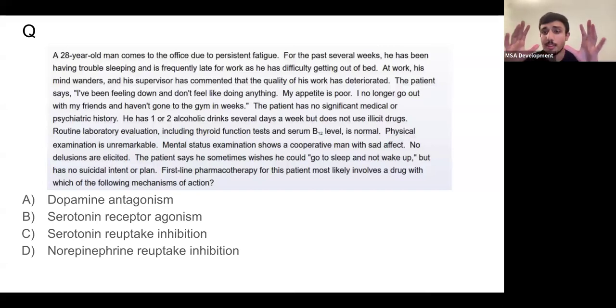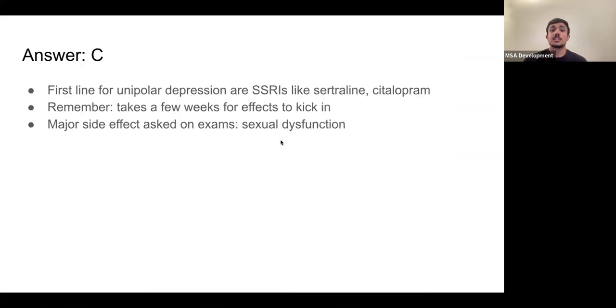Like I told you, SSRI is the main idea, the first line treatment, which is C, not B, C. Okay, that's how it works by inhibiting the reuptake. First line for unipolar depression. What is unipolar depression? AKA major depressive disorder. It is different from what? It is different from bipolar disorder, which also has manic episodes. You do not want to treat those patients with these antidepressants because it can induce manic phases.